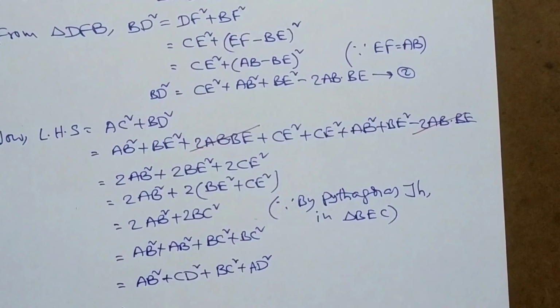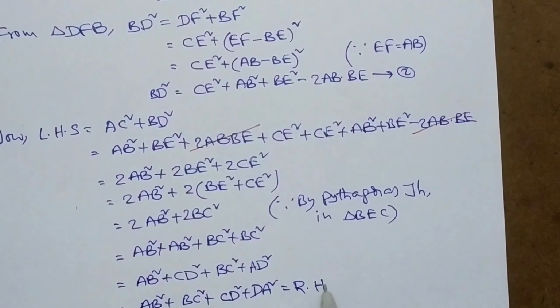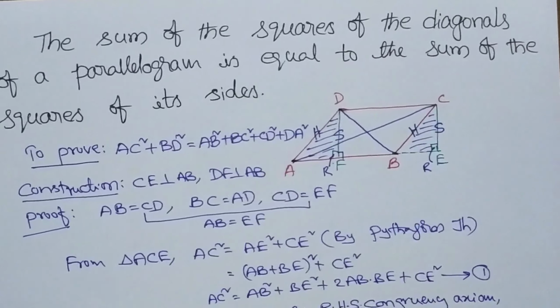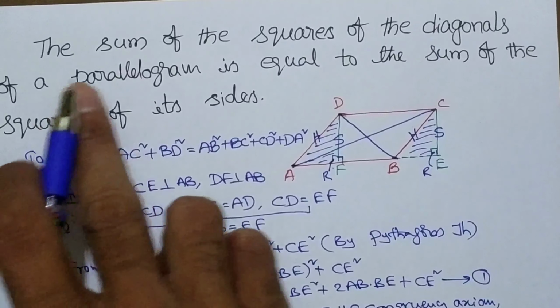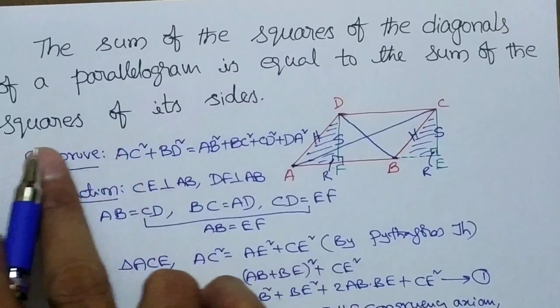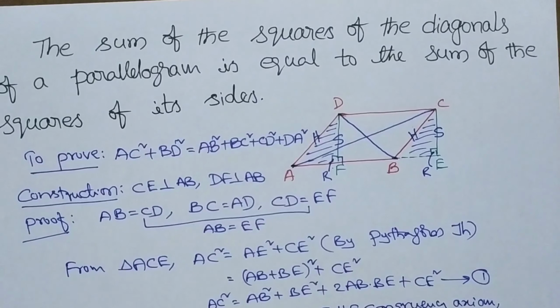Now here let us write in order. It is AB square plus BC square plus CD square plus DA square. This is nothing but RHS, right? Therefore here we get LHS is equal to RHS. That means here we can conclude that, let us see the statement once again. That is, the sum of the squares of the diagonals of a parallelogram is equal to the sum of the squares of its sides. This is how we can prove the theorem.